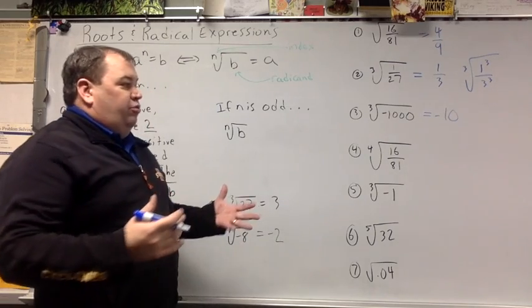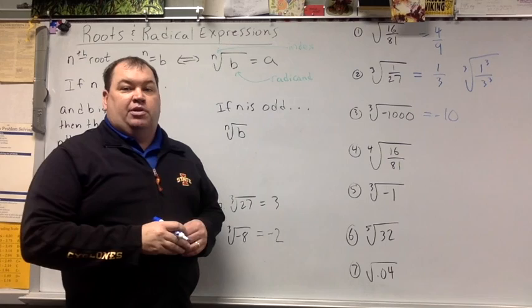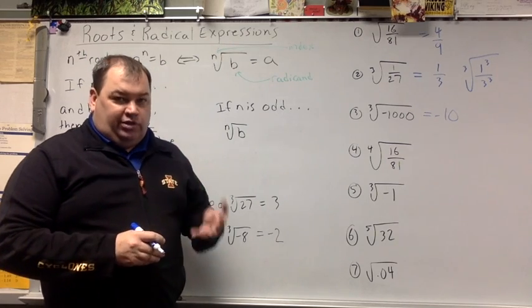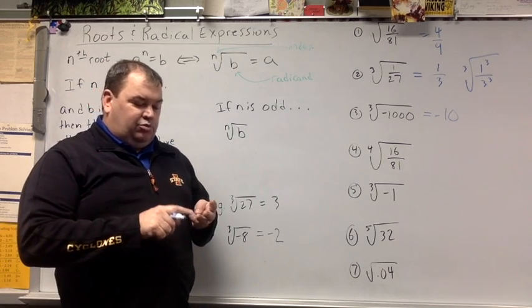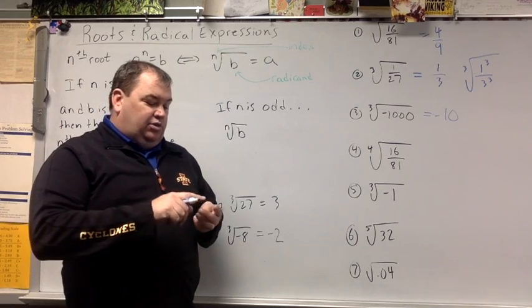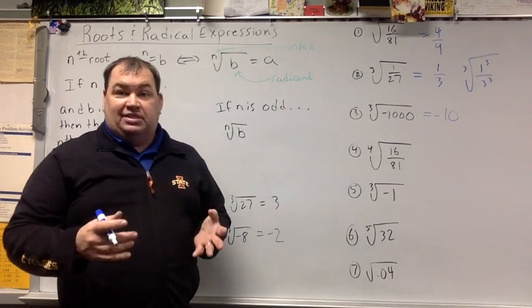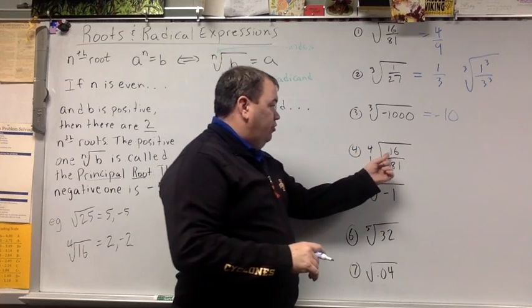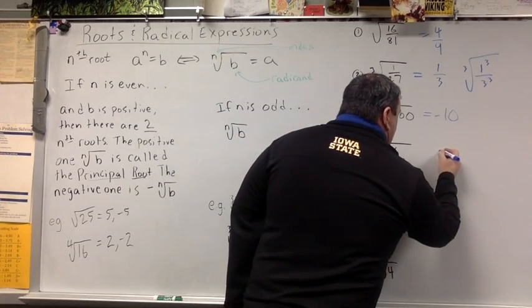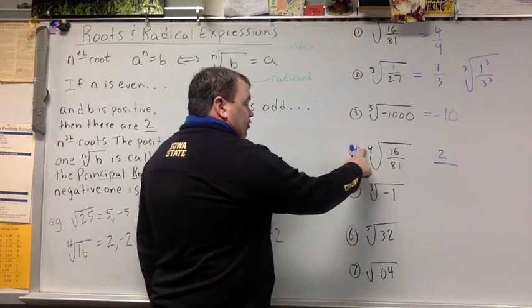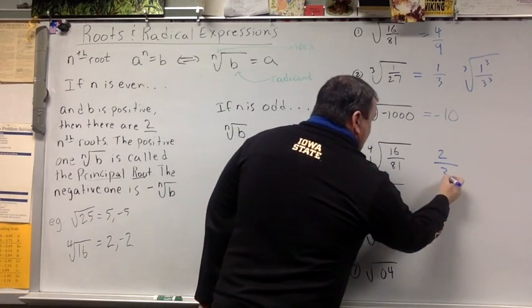Now let's look at a fourth root. Now I'm looking for something times itself 4 times. 1 times 1 times 1 times 1 is 1. 2 times 2 times 2 times 2 is 16. So the fourth root of 16 is definitely 2. The fourth root of 81 is 3.